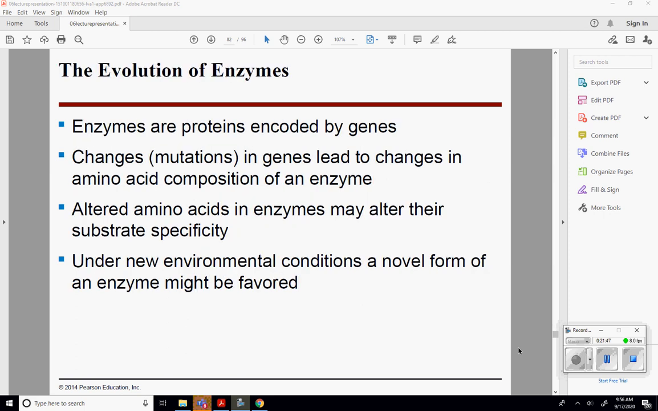So the question on your paper says, how do activation energy barriers and enzymes help maintain structural and metabolic order of life? So write this down. I'll say it out slowly. Activation energy barriers prevent the complex molecules of a cell, which are rich in free energy, from spontaneously breaking down to less ordered, more stable molecules.